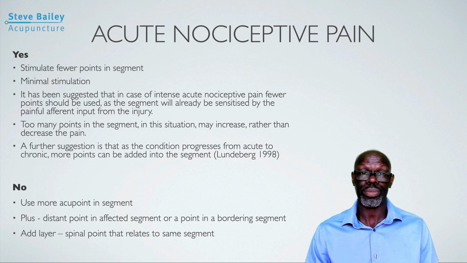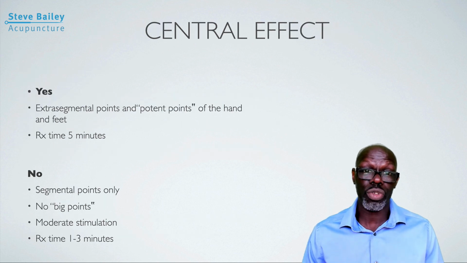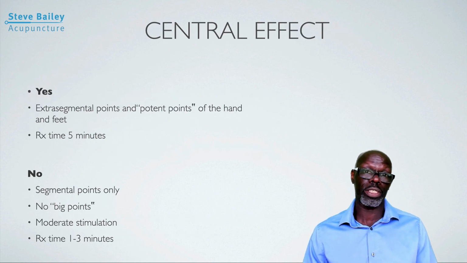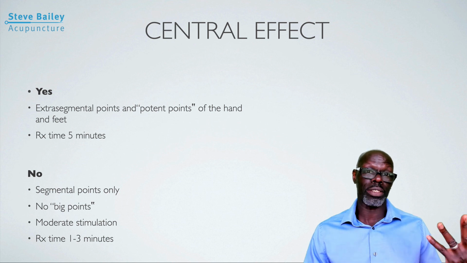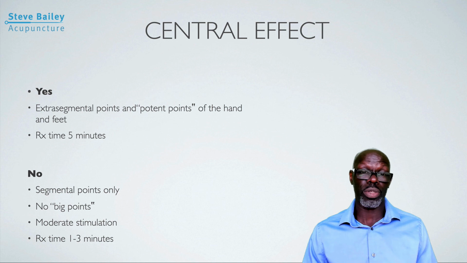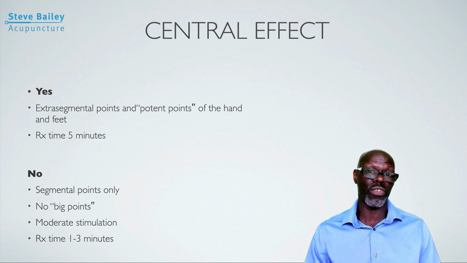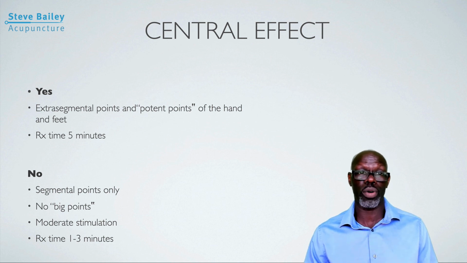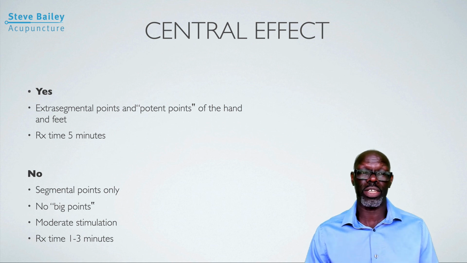If you're wanting a central effect, again, choose your big points. Big points in the hand: large intestine 4, liver 3, stomach 36. That's going to give you more of a strong central effect. Spleen 6 is going to have a strong central effect as well. So choose your big potent points. That's where you're going to get the best effect. Stimulate them. The longer that point is stimulated, whether you're applying needling or pressure, the greater that effect is going to be.